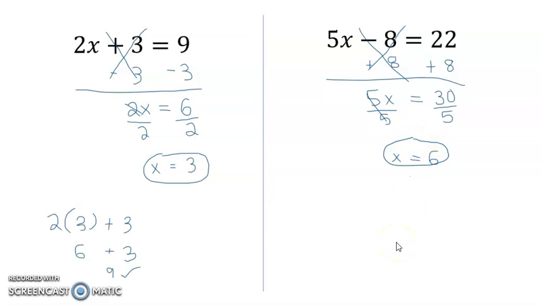Again, what does that mean? That means that if we substitute 6 for x, we should get the same answer of 22. So if we do 5 times 6 minus 8, if this is the correct answer, we'll get 22. And I'll let you check that.